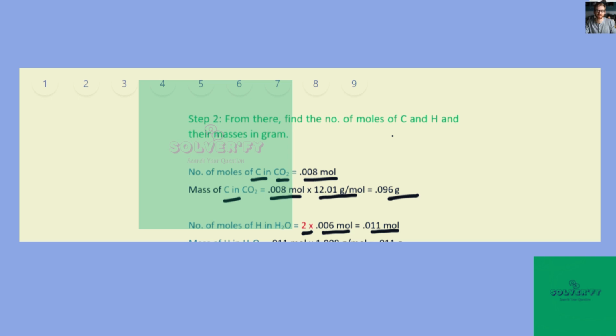Now, since this CO2 and H2O are being produced from the combustion of the unknown sample, and these are the only products of the combustion, that means this amount of carbon in CO2 is also the mass of carbon in the original sample. And similarly, this mass of hydrogen in H2O is also the mass of hydrogen in the original sample. So we can count these two as the mass of carbon and hydrogen in the original sample.